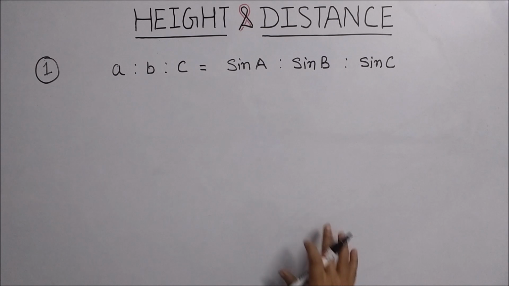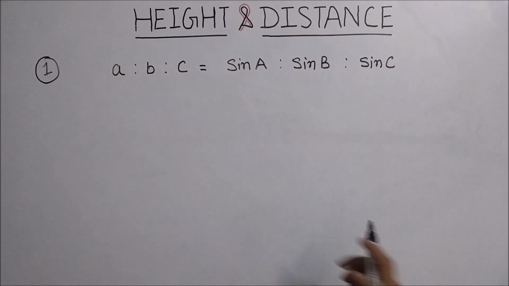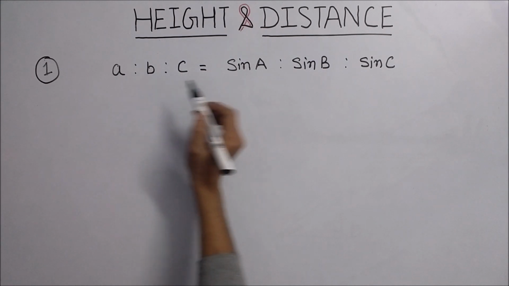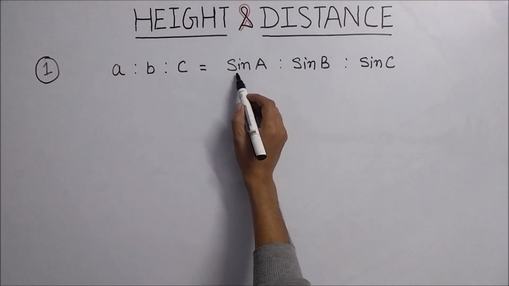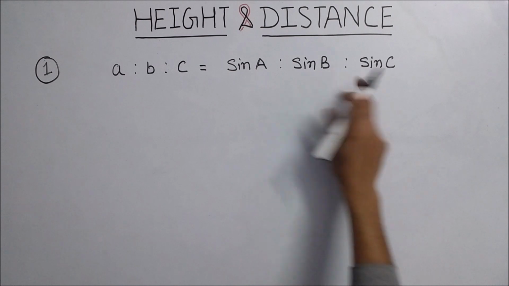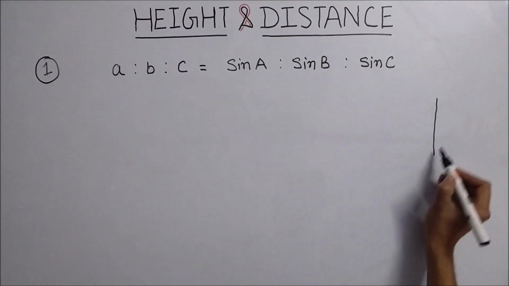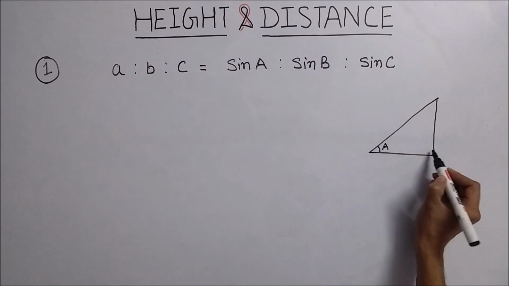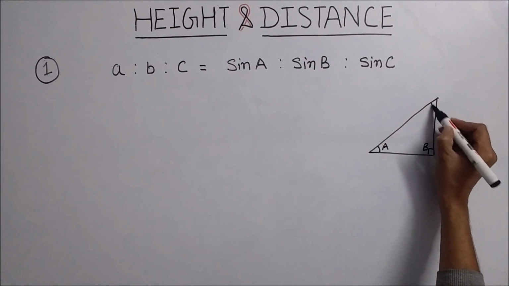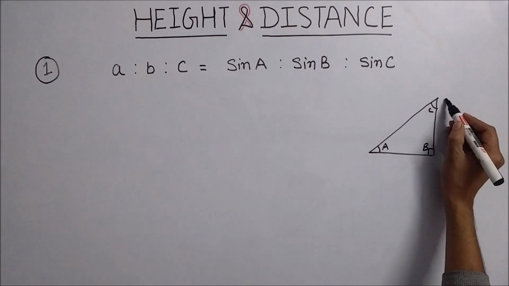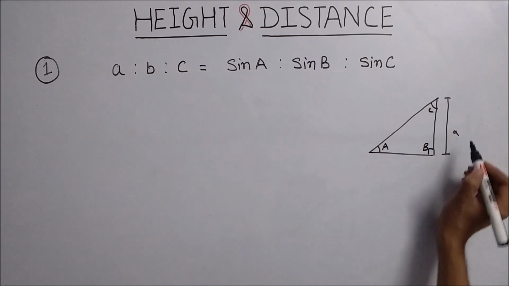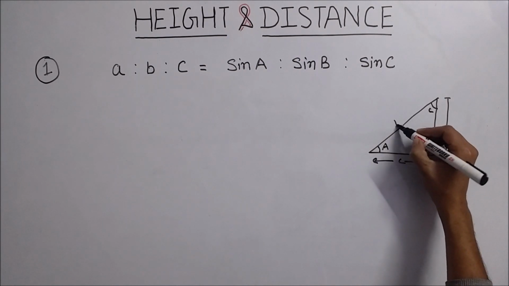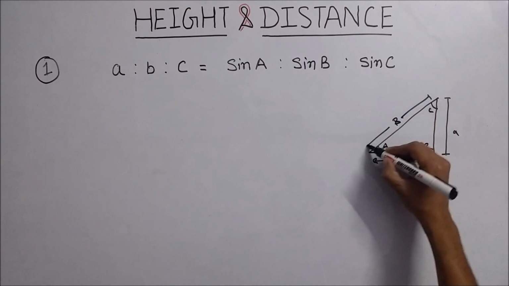Now we will learn some new tricks through which you can solve the question very easily. These are sides A, B, C in the ratio. Similarly, these are the angles A, that is sine A, sine B and sine C. If we draw the diagram, this is A and this is B, 90, this is C. Opposite to angle A is side A, opposite to angle C is side C, and opposite to angle B is side B.